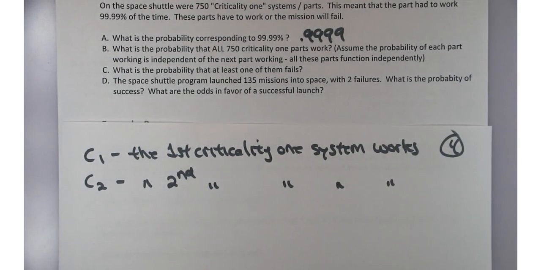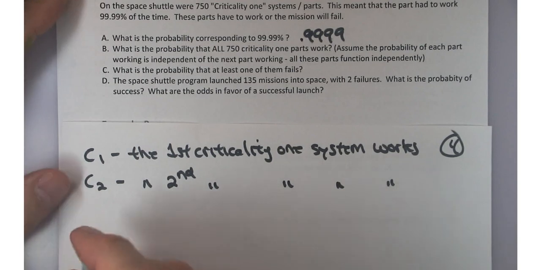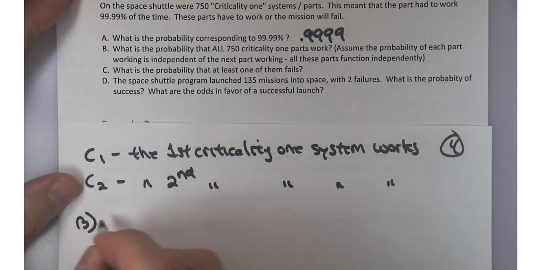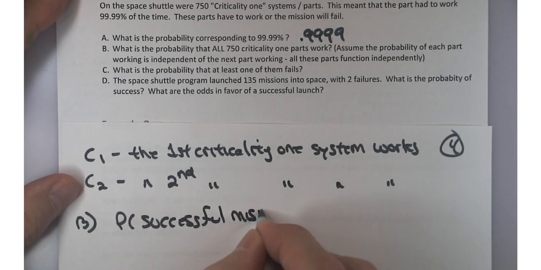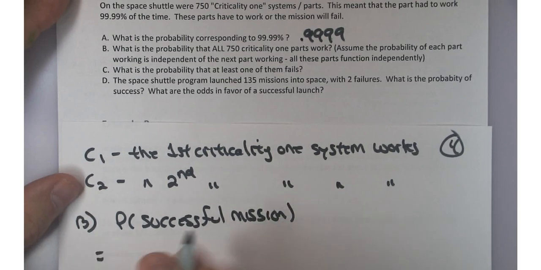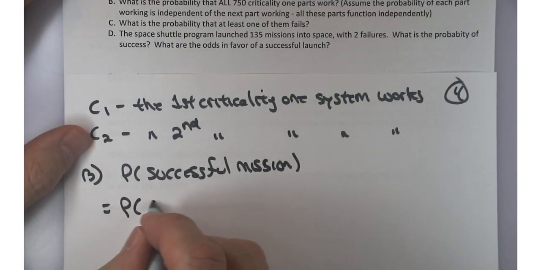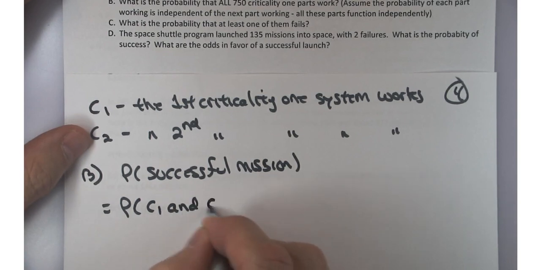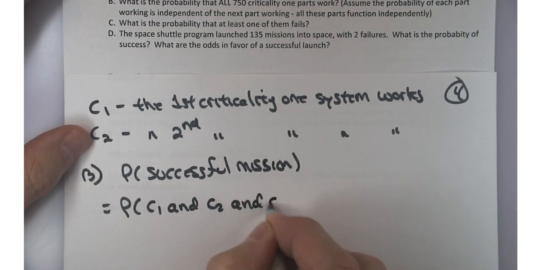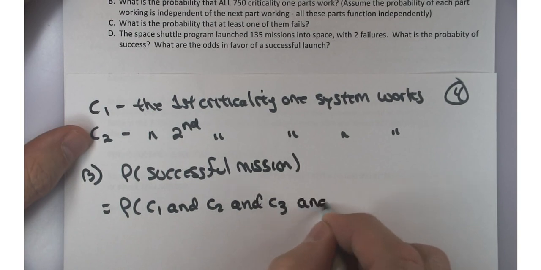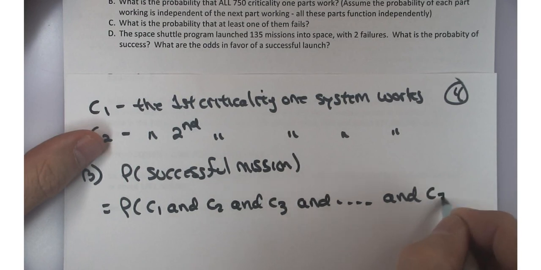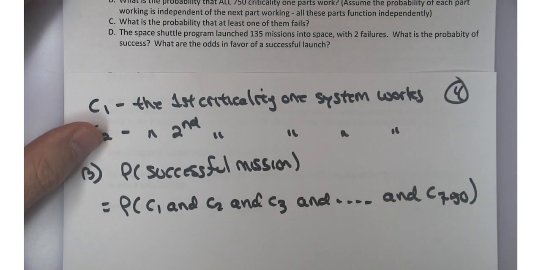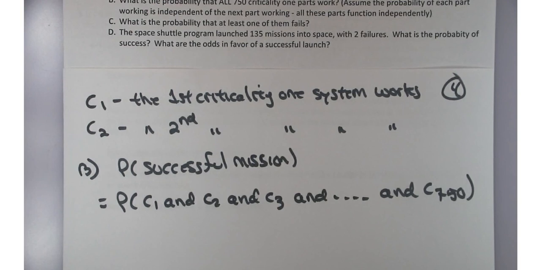So if I'm to have a successful mission, so this is part B now, probability of a successful mission really means the probability of C1 and C2 and C3, and well, this is going to get kind of tedious, so let's just go up to and C750. Wow. A lot has to go right.